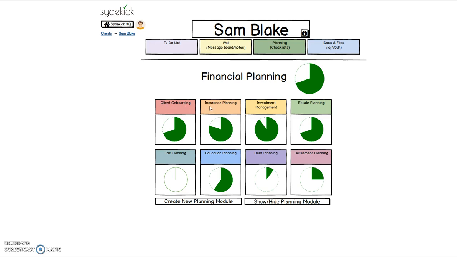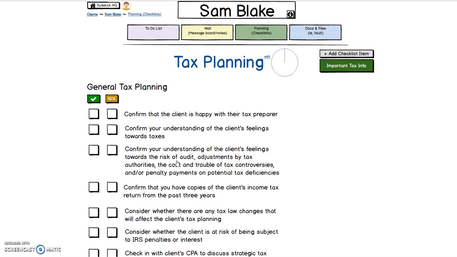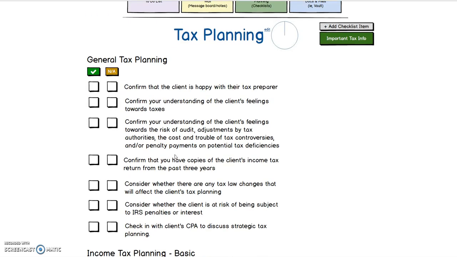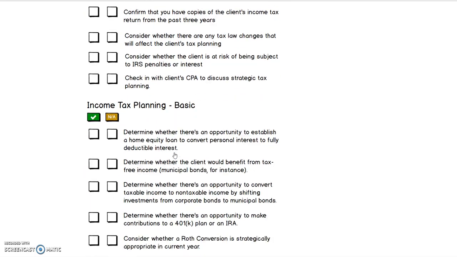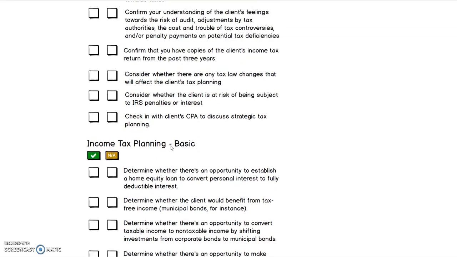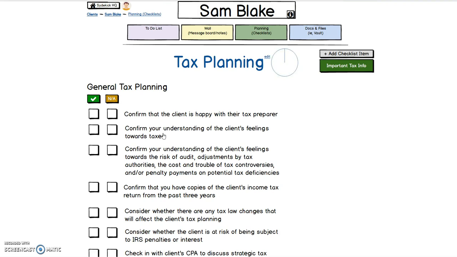We are now presented with several different financial planning modules for Sam. Let's take a closer look at the tax planning module. Each planning module is an organized checklist of the most important considerations for us to evaluate. We are able to mark each item as either complete or not applicable for Sam. This list can be reviewed periodically to ensure we are considering all relevant planning opportunities.